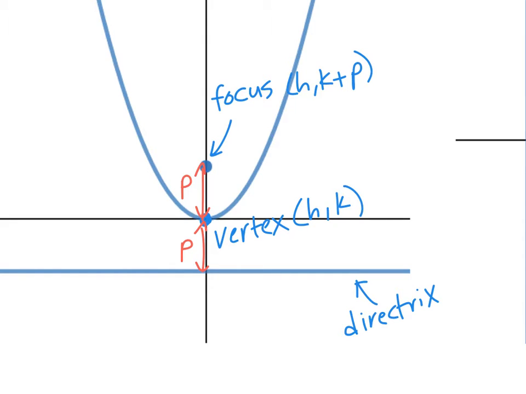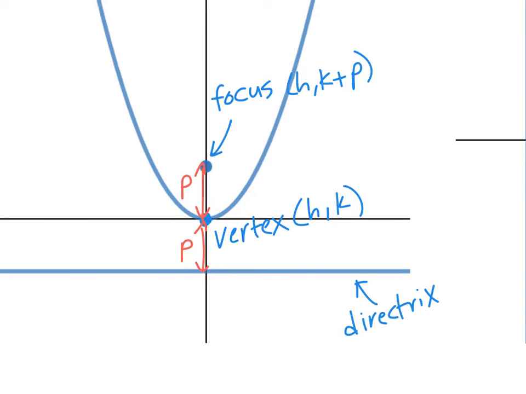Okay, now I'm going to go to the directrix. How do I get to the directrix from the vertex? Minus P, so I have to go down, right? Go down from where? H or K? K. Yeah, from K, because we're going up and down. Up and down means Y direction, right? So it's going to be K minus P.